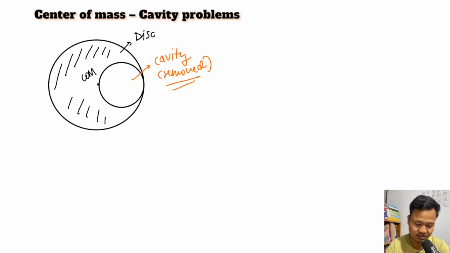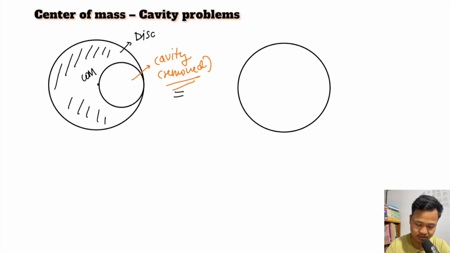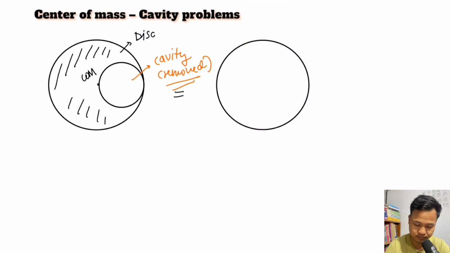So how do you solve this type of problem? The concept is that I'm going to break this into two. How do you get the final rigid body? From the initial body, you have to remove the smaller disk. From the initial disk, you have to remove another disk. See, I have to assume something here.